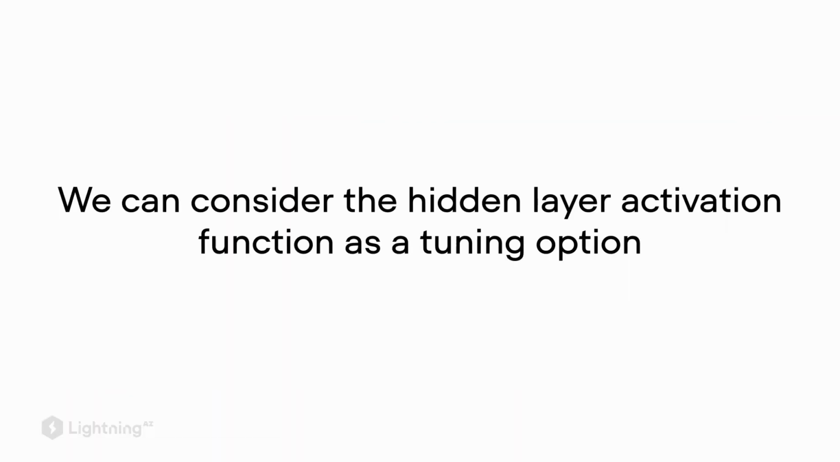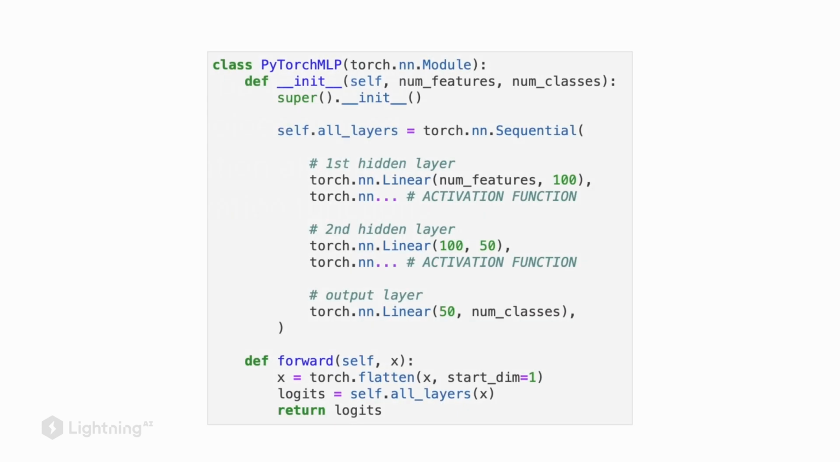Alright, we talked about choosing learning rate schedulers and choosing optimization algorithms. Let's now talk about choosing activation functions. We can consider the hidden layer activation function as yet another tuning option for our multi-layer neural network training. As you recall, we placed the activation function just behind the linear layers, the fully connected layers.